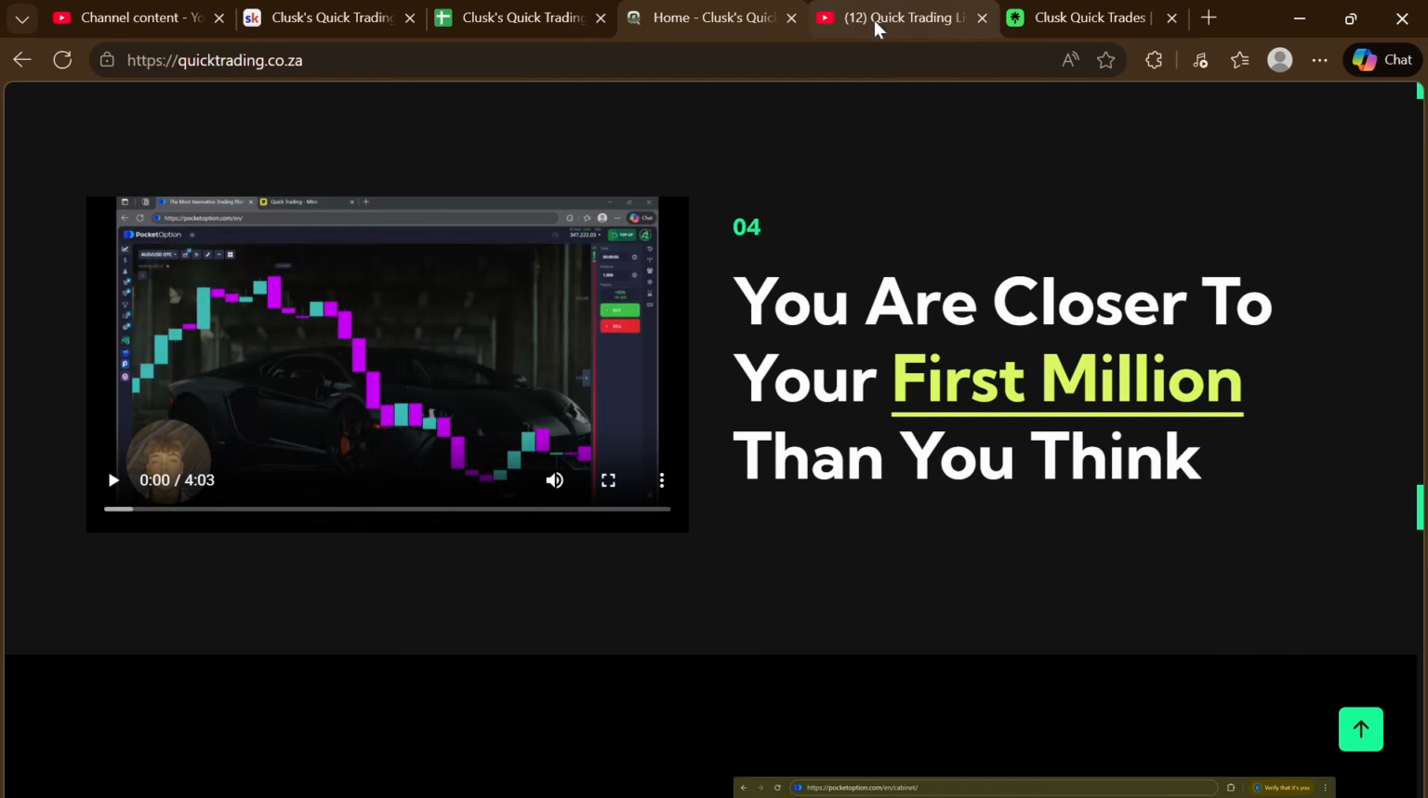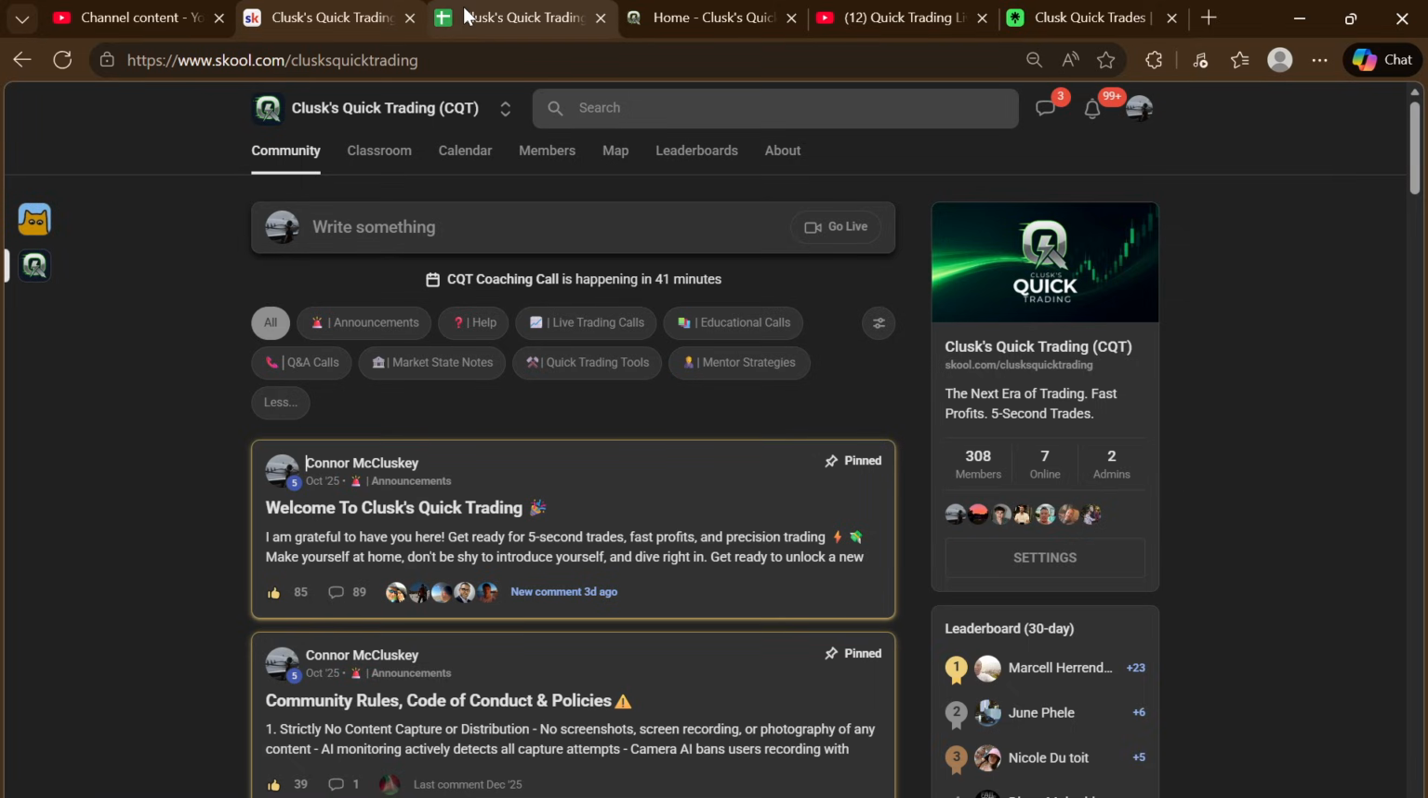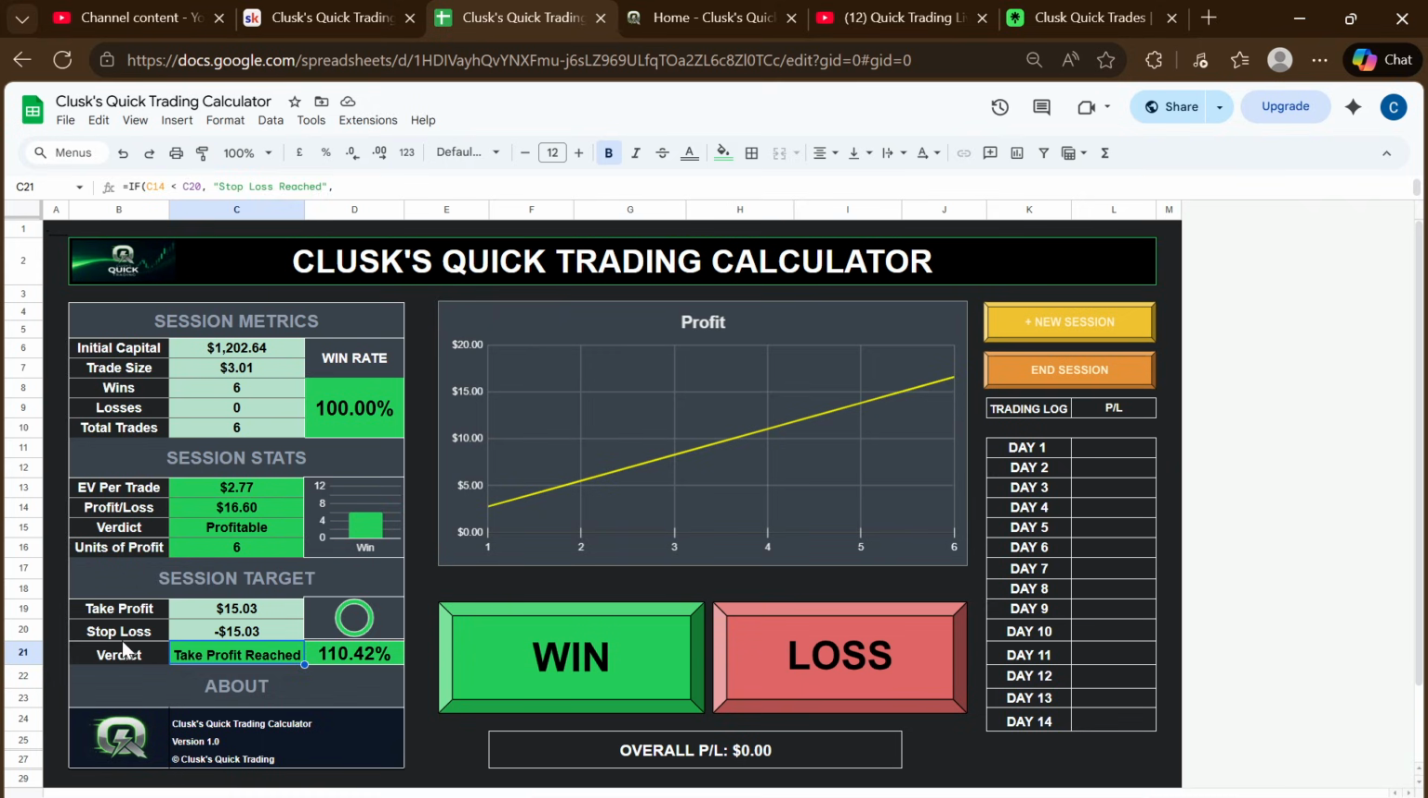Incredible. But guys, what a strategy. We literally hit our take profit. The verdict says we hit our take profit. We did it in 6 trades. We were profitable. We had a 100% win rate. Look at that chart. It's only wins. And also, we were able to win every trade, which is just insane. What a strategy. We're going to end session over there, and it's going to log in our results over here. Overall profit and loss is 16.6.